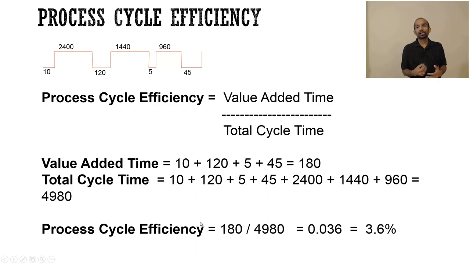So as you can see, without making any major change, without changing the wait time of 5 days or 3 days, we were able to improve the process cycle efficiency by at least 1%. So it's 3.6%.